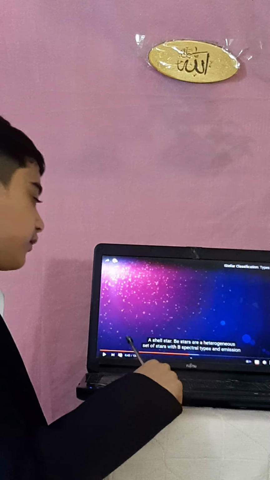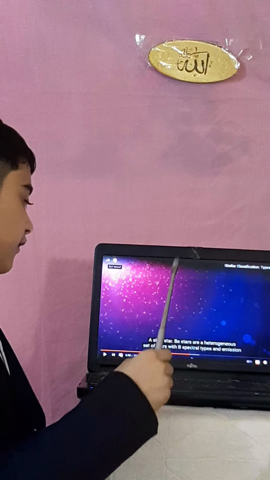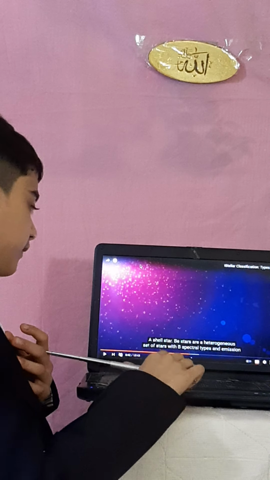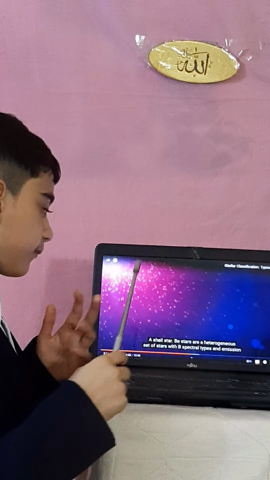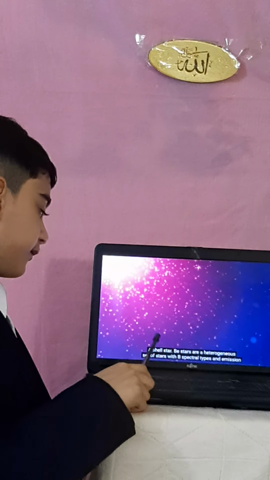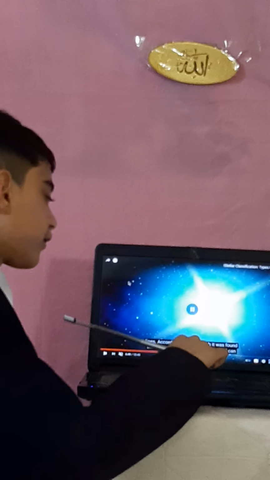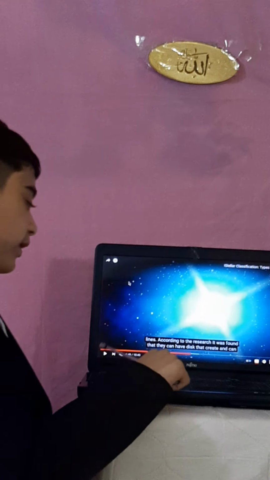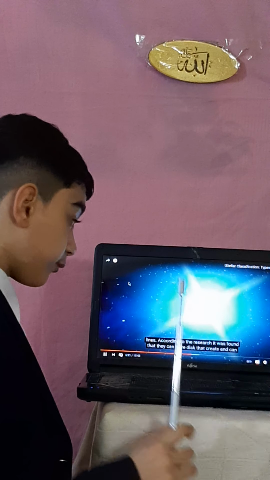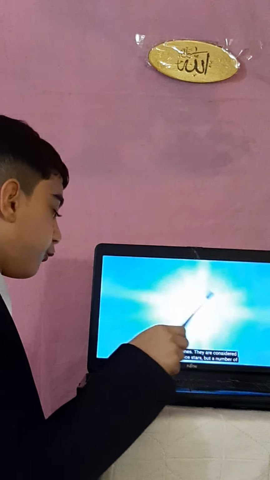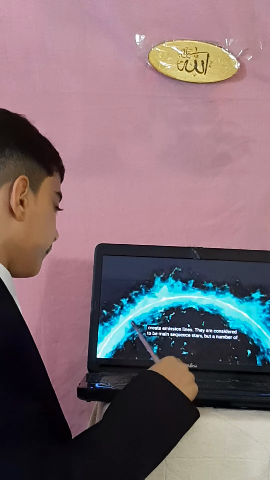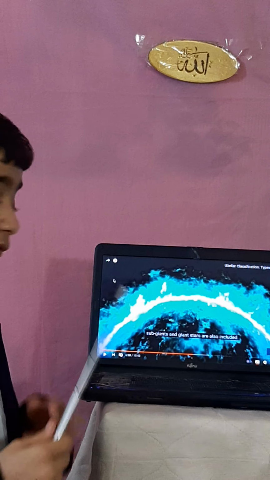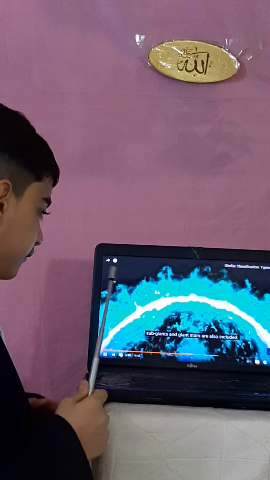B stars are a heterogeneous set of stars with B spectral types and emission lines. According to research, it was found that they can have a disk which can create an emission and can orbit, and subgiant and giant stars are also included in the orbit system.